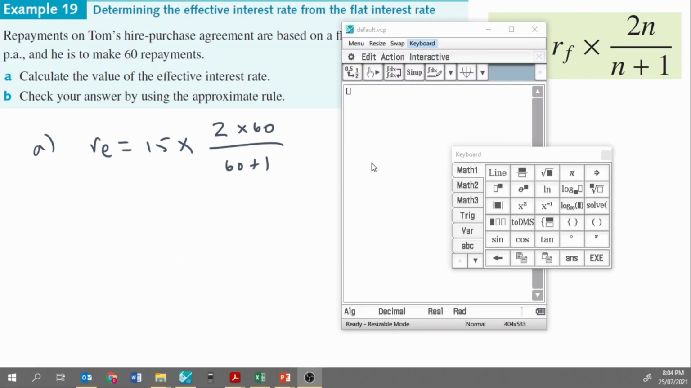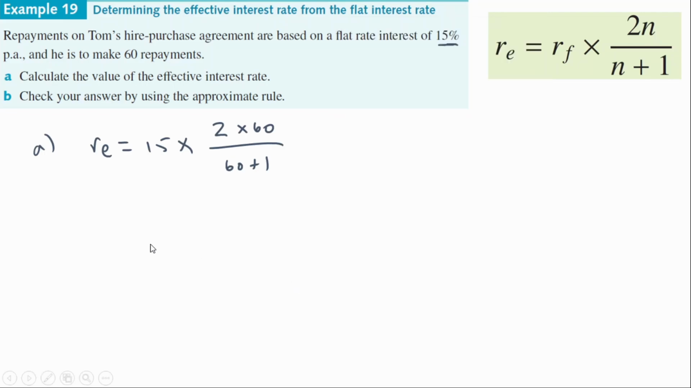Once you've got all that, just put it into your calculator like so. I'll just do it with you guys here. 15 times, make sure you've got the fraction there, 2 times 60 over 60 plus 1. Press enter and it will give you 29.5. So effective interest rate is just going to be 29.5%. So let's write that there. And that's the first part of our question.